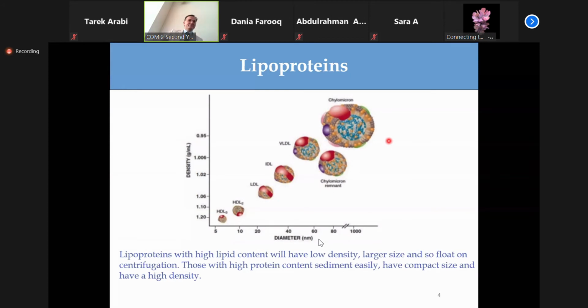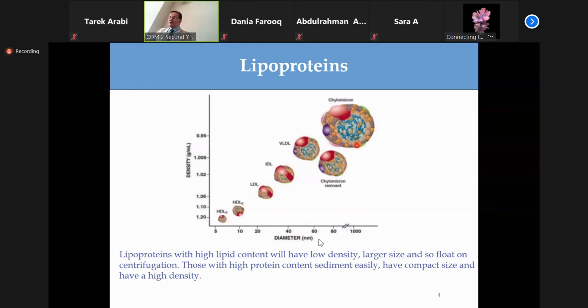90%. Your diet is all triglyceride. That's why chylomicrons, which are made mostly in the intestine, are loaded with triglyceride. Now they get transported to the circulation through the lymphatic system and so on.